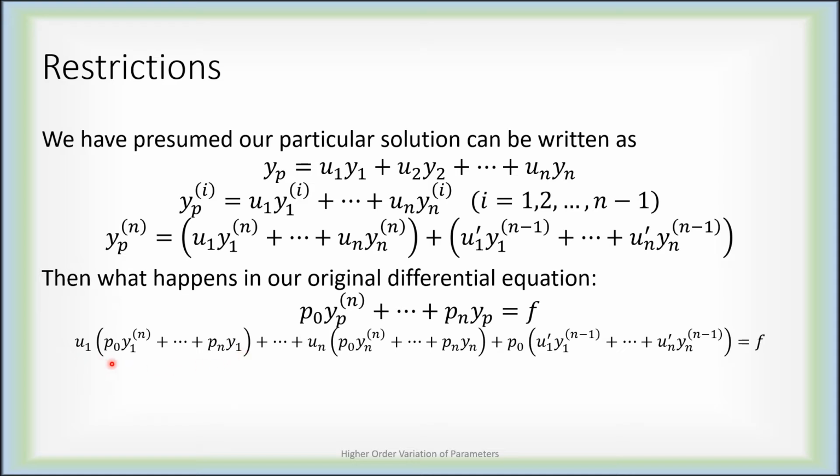In fact, all of the parenthetical terms are 0 except for this one here, because these have the u1 prime, u2 prime, and so forth. In other words, once we drop all of these terms and divide by p naught, we get this expression here. This expression here is equal to the forcing function divided by the leading coefficient of the differential equation.